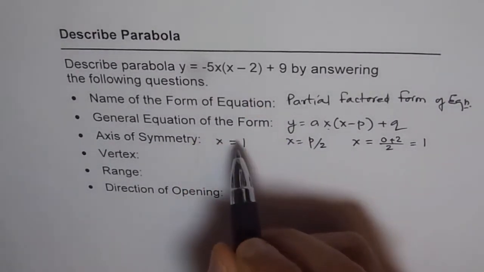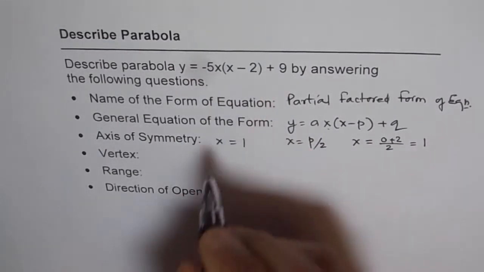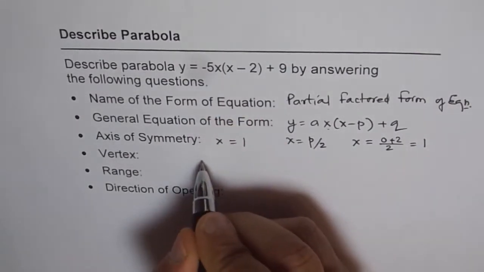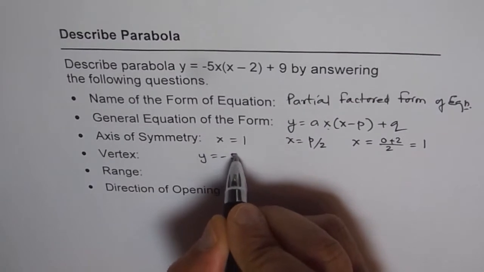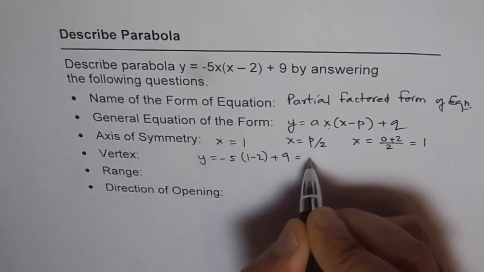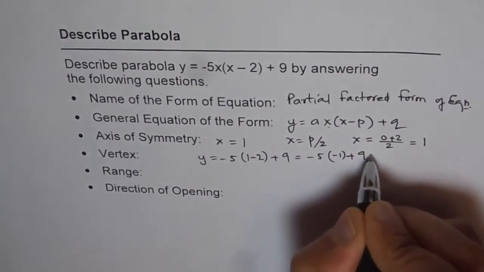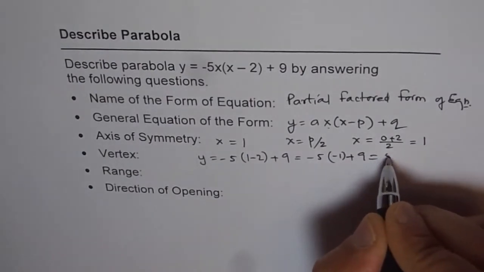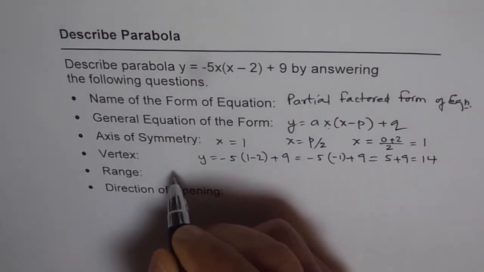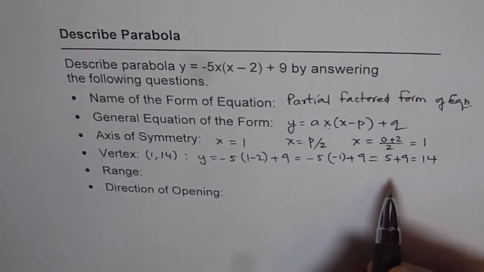To find the vertex, we'll have to substitute x = 1 and find the value of y, right? So when you substitute x = 1, what do you get? Calculate. y = -5 times 1 times (1 - 2), plus 9. That gives us -5 times -1 plus 9. -5 times -1 is 5, plus 9 gives us a value of 14, and therefore the vertex will be at (1, 14), correct? And that is how we can calculate.